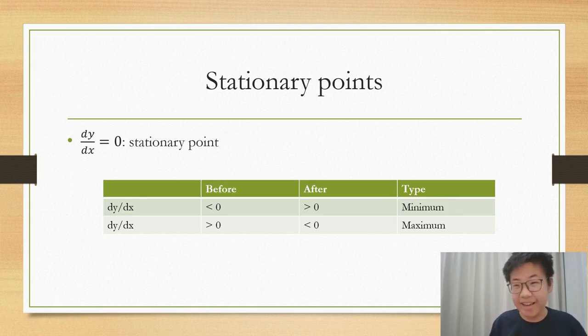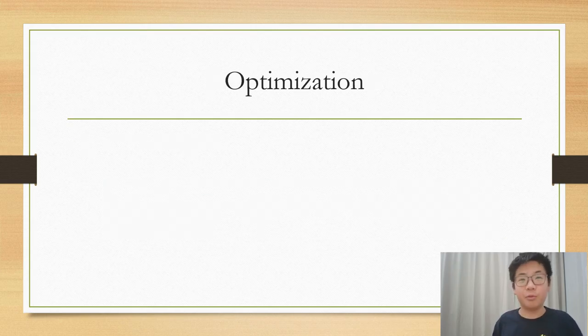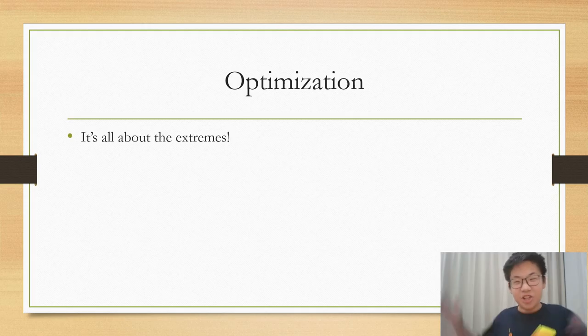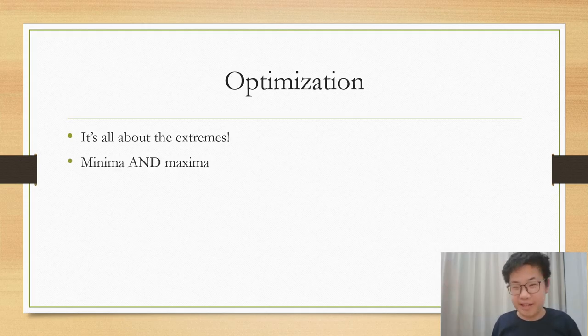Now, why would you need stationary points? Well, we need them for optimization. Say you're in the stock market or a cardboard box maker, whatever profession you're in, you might well need calculus for any problems with change or optimization. And it's all about the extremes. These extremes are the minima and the maxima of the function.